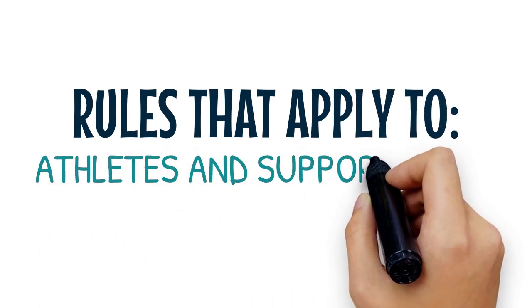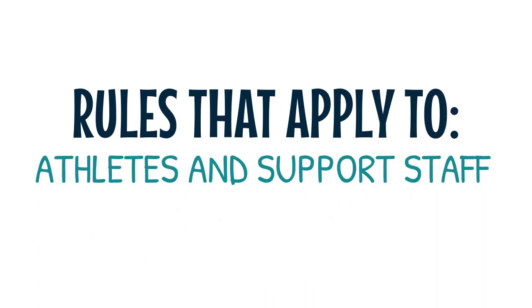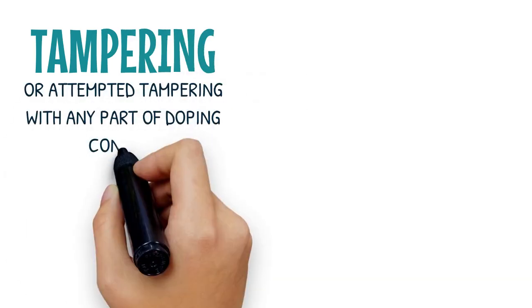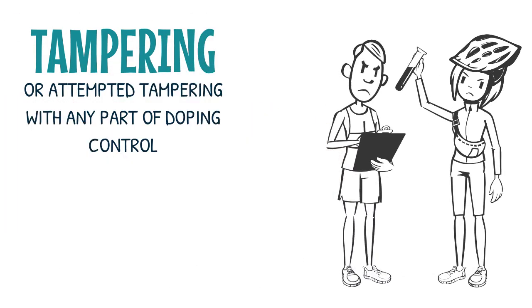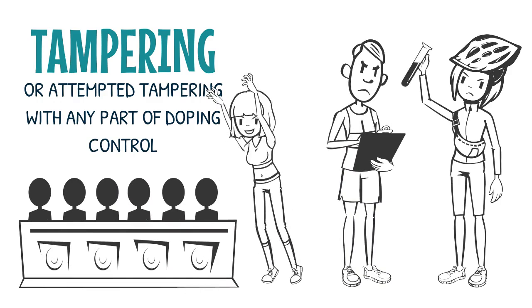The following rules apply to both athletes and support staff. Tampering includes things like modifying a sample, providing false information on the doping control form, or intimidating witnesses during a doping case.